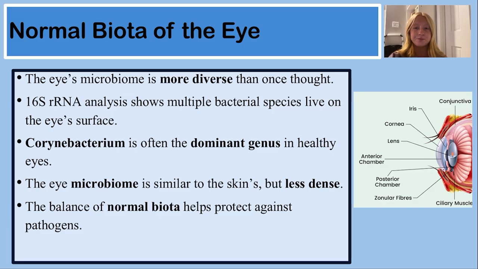So the eye microbiome actually contains a range of bacterial species, though much smaller than the skin or the gut. The most common one is Corynebacterium, and this appears to play a role in maintaining a healthy balance on the surface of the eye. It's small, but it's important in the microbial community because it helps protect against pathogens by competing for nutrients and space. It's very similar to the skin microbiome, but adapted to the moist, exposed environment of the eye.